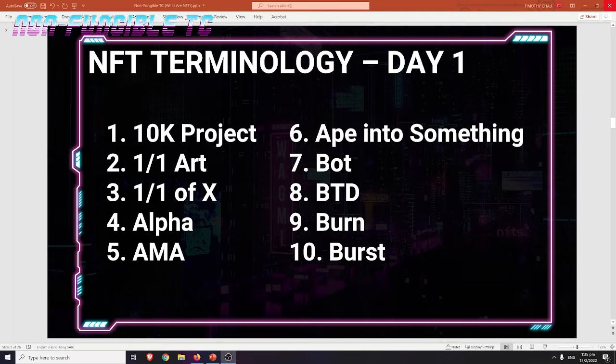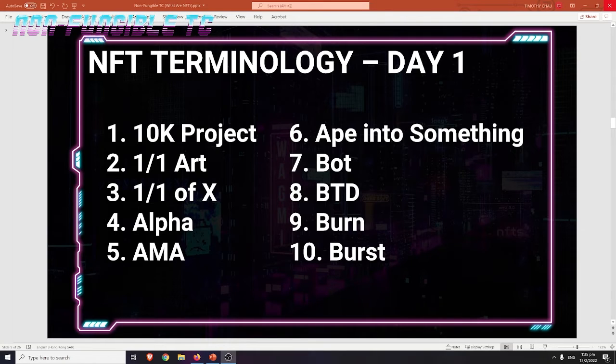Number 2 is 1 out of 1 art. In contrast to profile picture and generative art collections typically ranging from 200 to 10,000 pieces, 1 out of 1 art refers to one single NFT released under limited edition. The price of a single limited edition is usually way higher due to the rarity and uniqueness. Because they can be owned by one individual at a time, it can be a standalone NFT creation by a digital artist or an extremely rare piece inserted into a larger generative set.